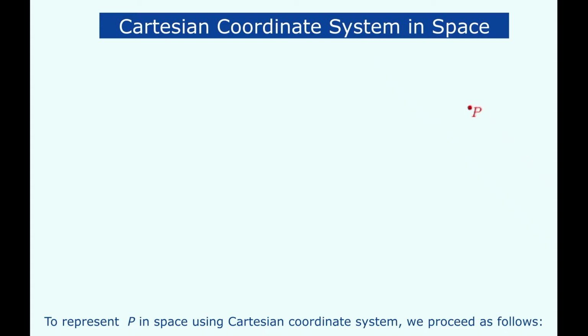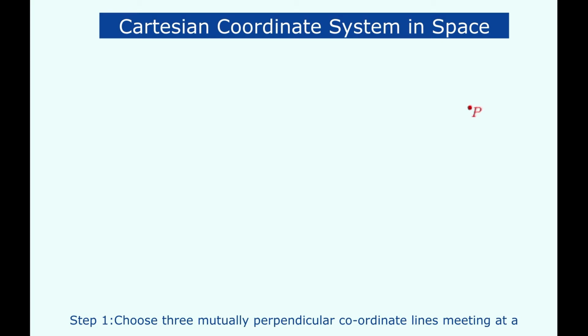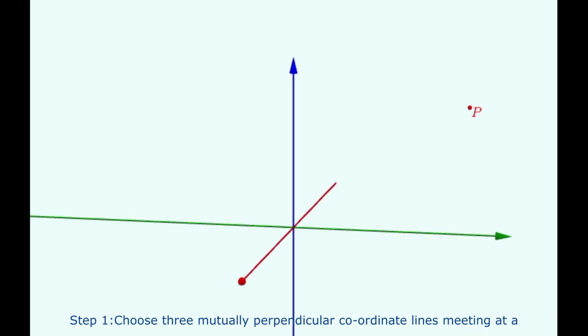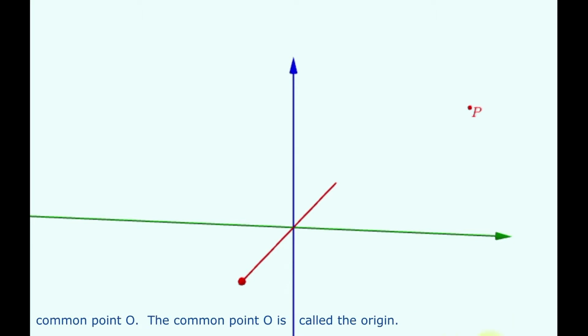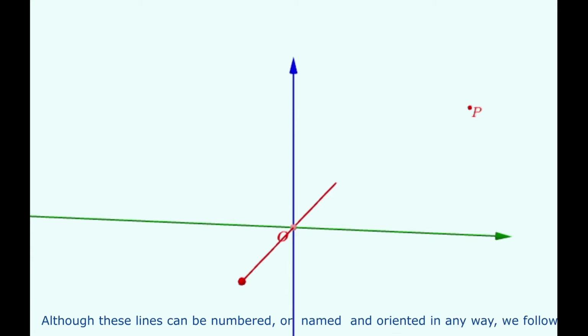Cartesian coordinate system in space. To represent a point P in space using the Cartesian coordinate system, we proceed as follows. Step 1. Choose three mutually perpendicular coordinate lines meeting at a common point O. The point O is called the origin.